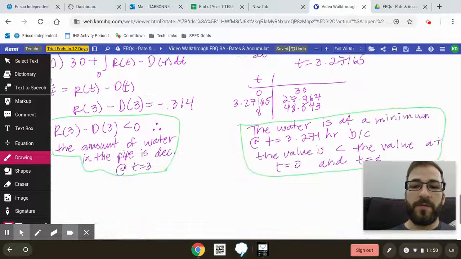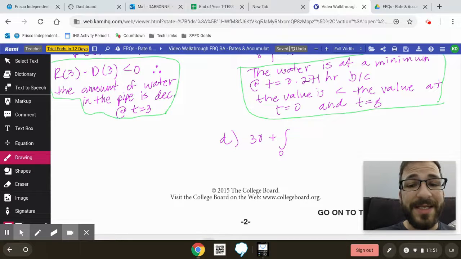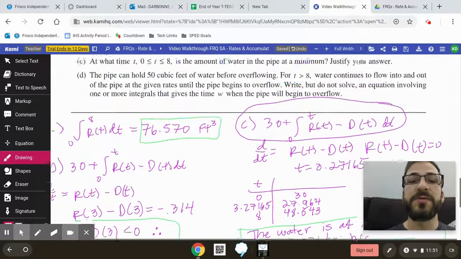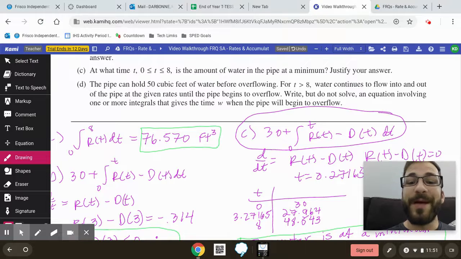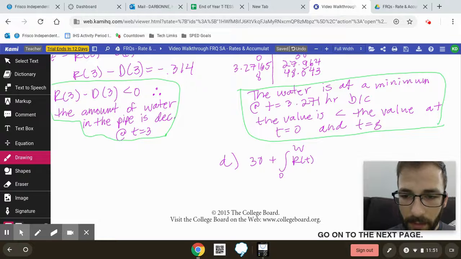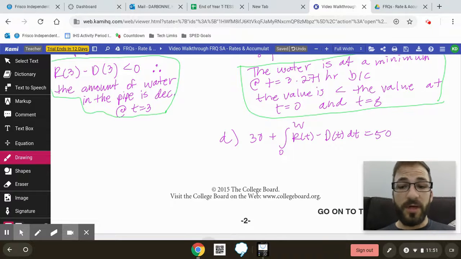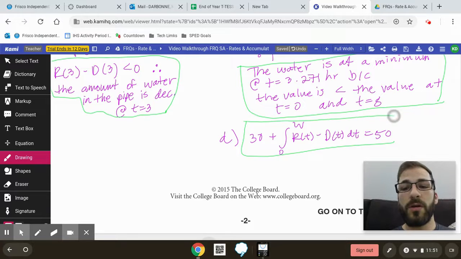So for part D, I just want to say 30 plus the integral from 0, but instead of t, I'm going to say w, because that's what they tell us to use. Time w when the pipe will begin to overflow. R of t minus d of t. And I'm going to set that equal to 50, as if I was going to solve this for that variable w. What would w actually equal? And then you're done. Nice and easy, because it just tells you to set up an equation, not to actually solve anything. So we are all good to go.